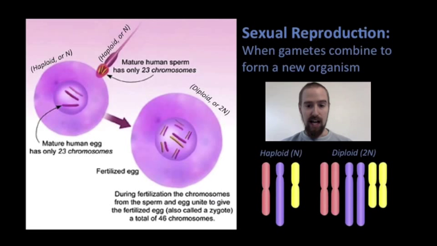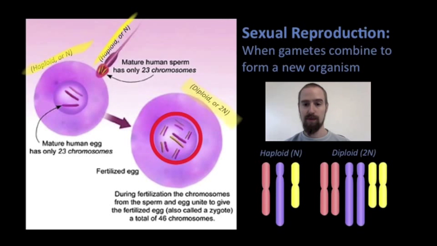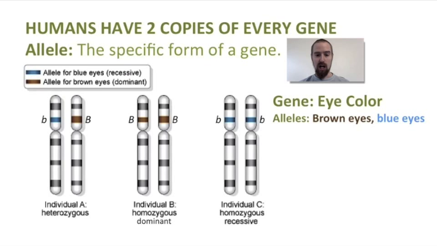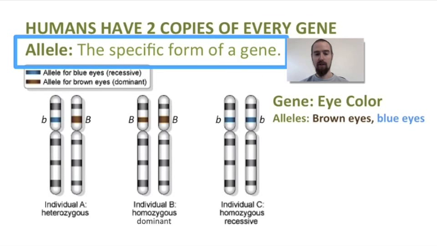This works out because the gametes produced by meiosis are haploid, each containing a half set of chromosomes. Gametes contain no homologous pairs, but rather contain one chromosome from each homologous pair. When gametes combine during sexual reproduction, the result is a diploid cell with homologous pairs of chromosomes. Because our chromosomes come in pairs, that means that we have two copies of every gene. But because we inherit each copy from a different parent, we may or may not have the same allele for that gene. Alleles are the specific form of a gene.